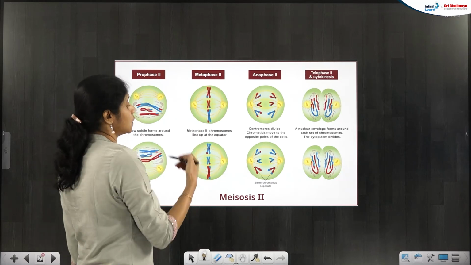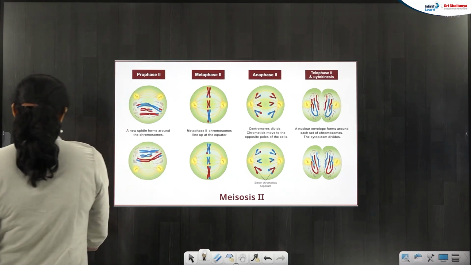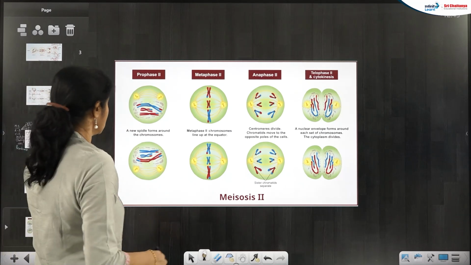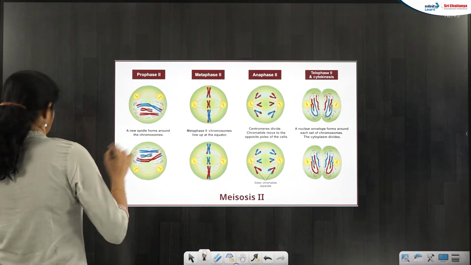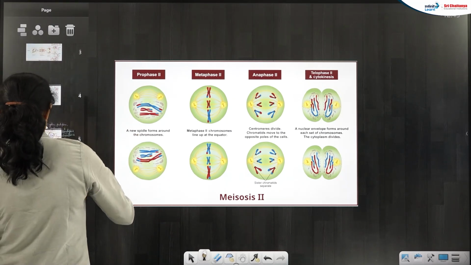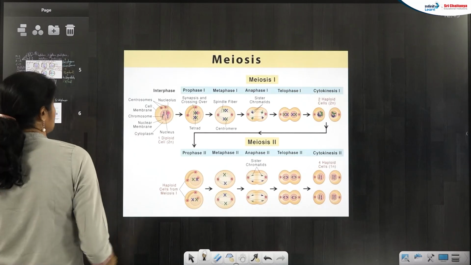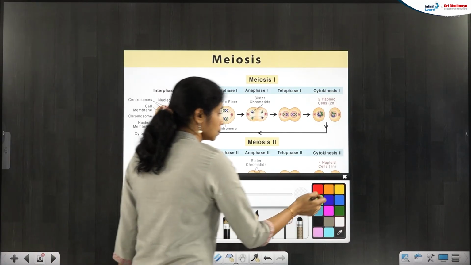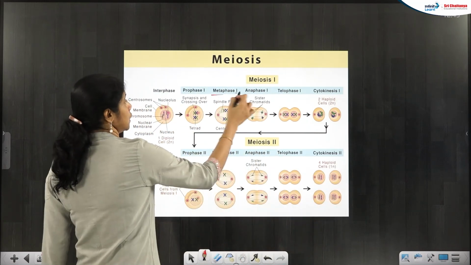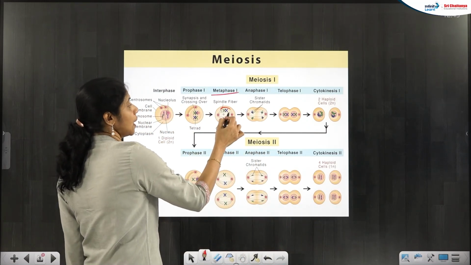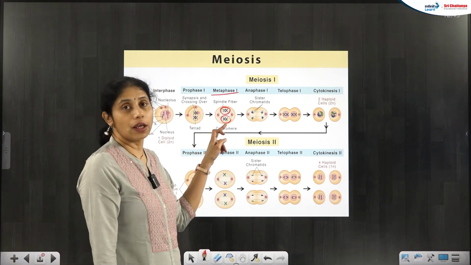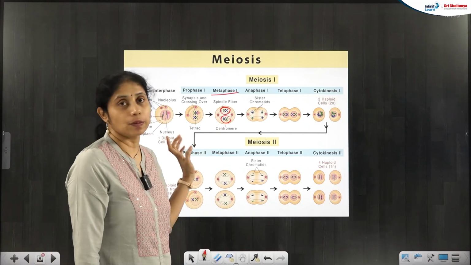In the metaphase 1, you can see here, all the chromosomes, the bivalents, are placed on the equator. The bivalents are placed on the equator of the cell to form the metaphase plate.